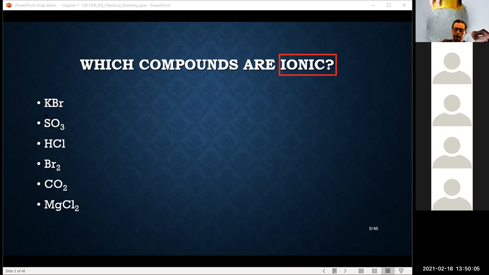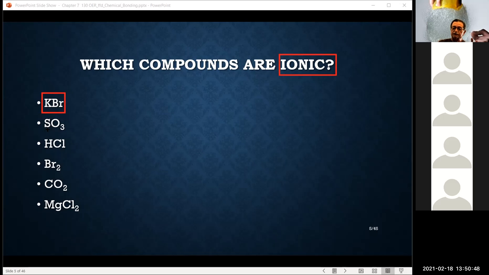We have the first one, which is K, potassium, and bromide. Would you think that is ionic? Who can tell me that would be ionic? Potassium and bromide. Yes, okay, because potassium is a metal, the bromide is a nonmetal. So definitely KBr is ionic.